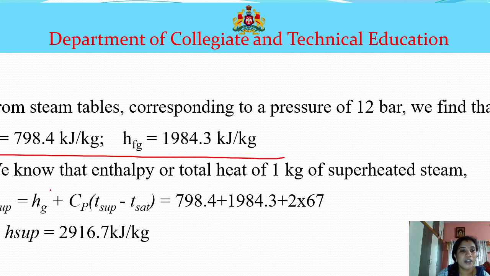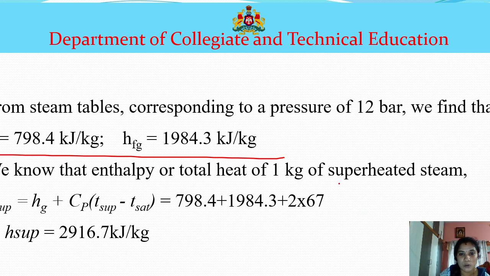As I already told you, the steam has entered at a superheated temperature. So the steam present in the initial condition is a superheated condition. Why am I telling that? They have mentioned that the temperature of the superheated steam is 67 degrees more than the saturation temperature. When the temperature is more than the saturation temperature, the condition of the steam will be a superheated condition. Please remember that. Hence, the given condition of the steam is superheated.